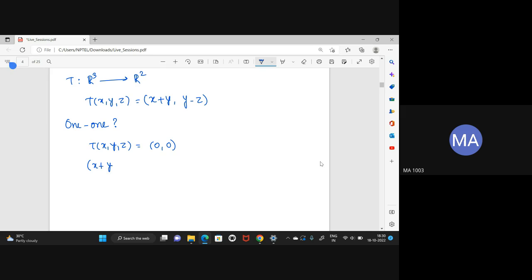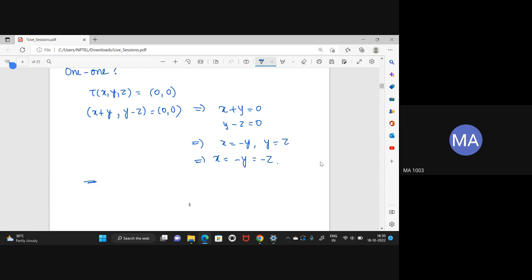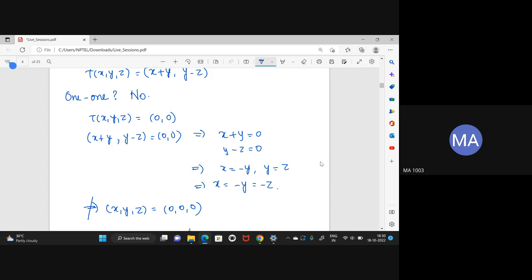So x plus y comma y minus z is equal to 0 comma 0. So this gives me x plus y is equal to 0 and y minus z is equal to 0. So what do I get from here? x is equal to minus y, and y is equal to z. So I get x is equal to minus y is equal to minus z, right? Does this guarantee that x comma y comma z is equal to 0? No, madam.